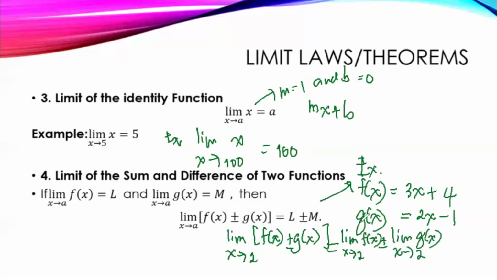Okay? What is our f of x? This f of x is simply 3x plus 4. So substitute: 3 times 2 is 6, plus 4 is 10. Plus or minus g of x. So simply substitute 2 to this function. 2 times 2 is 4, minus 1 is 3. So this is 3. Okay, so in other words, for the sum, we have 10 plus 3 is equal to 13. And for the difference, we have 10 minus 3 is equal to 7.